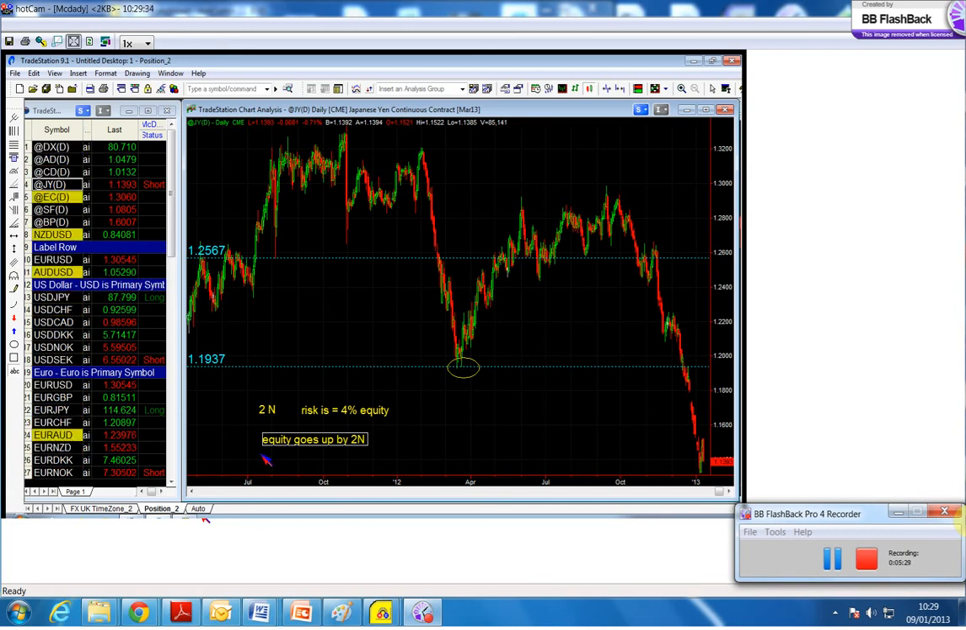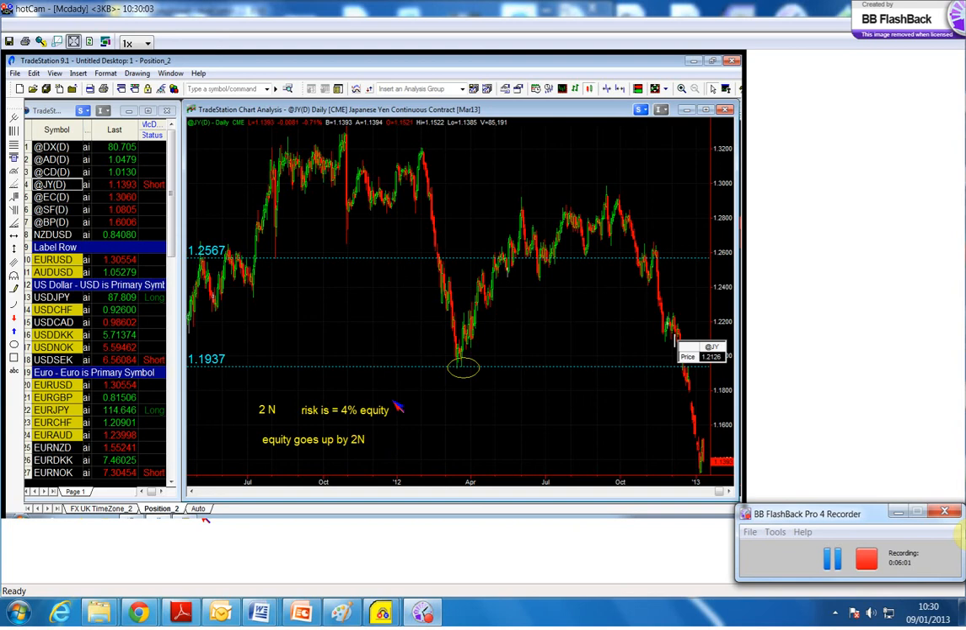Okay, it's better if it goes up 2N. So let's stick with when it goes up 2N. So now you started with 100, now you have 102. Not 2% on your position. 2% on your position would be this here. That will give you 2% on position. This is where we started, so we want to be adding somewhere around here.